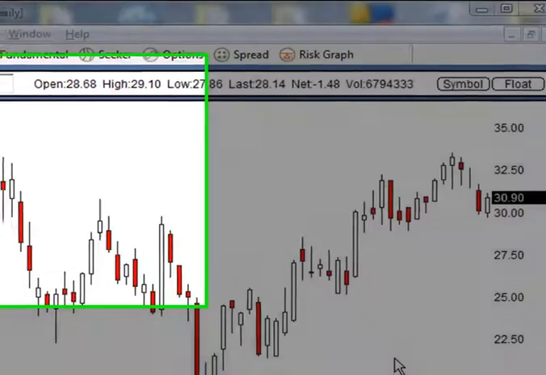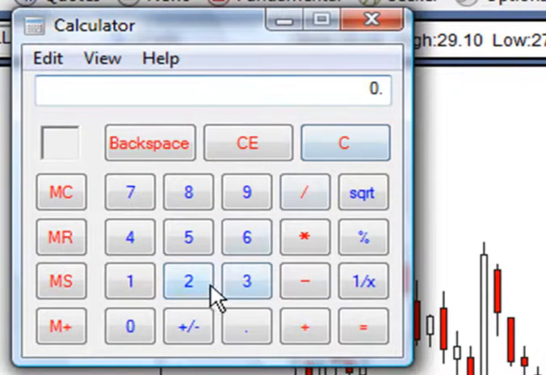Now, let me talk to you about return on investment real quick. If you take a 2-point drop and divide it by the $32 price tag of that stock, you're talking about a 6% return on investment for one day's work. And that's not too shabby.